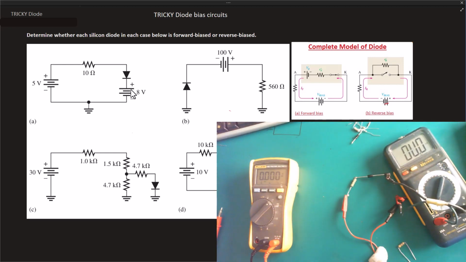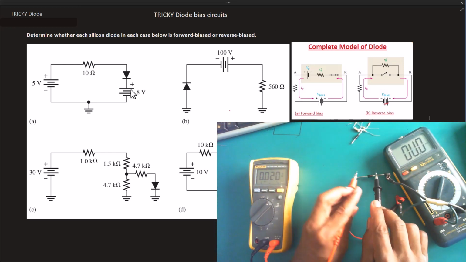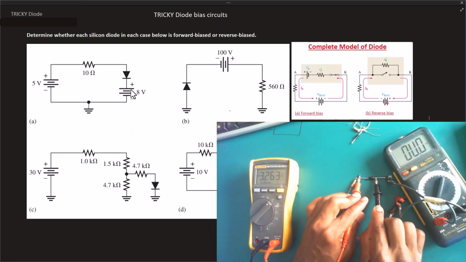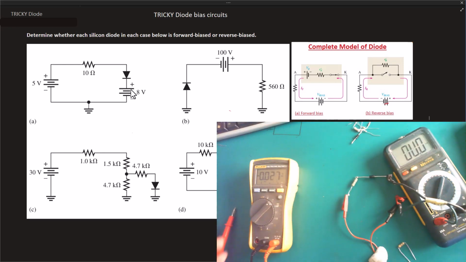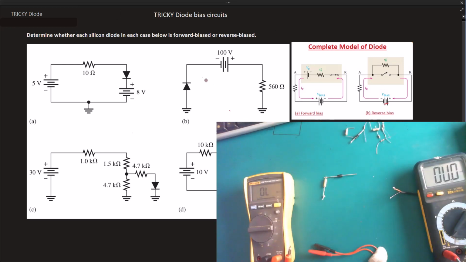Now we can turn on the power supply again and we monitor. So you can basically see there is no current flowing. We don't have any current flowing there. We can still measure the negative 3.2 volt, and there is no current flowing. So effectively the diode is reverse bias. Right, now we move to the next one.